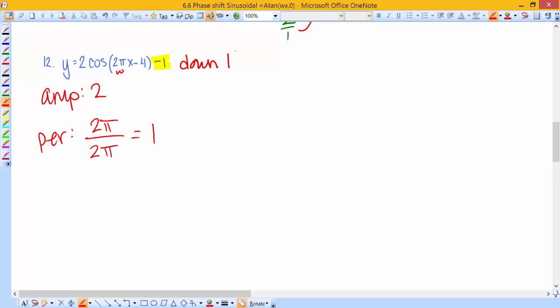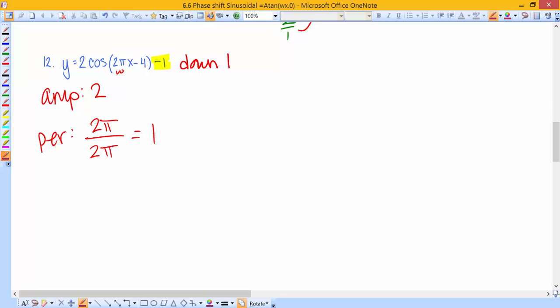Again, I would apply that to my graph before I do a phase shift, but you could also apply that after the phase shift. All the shifts that take place can be done separately or together, but this would make my midline, instead of my midline being on my x-axis, my midline is going to be at -1.